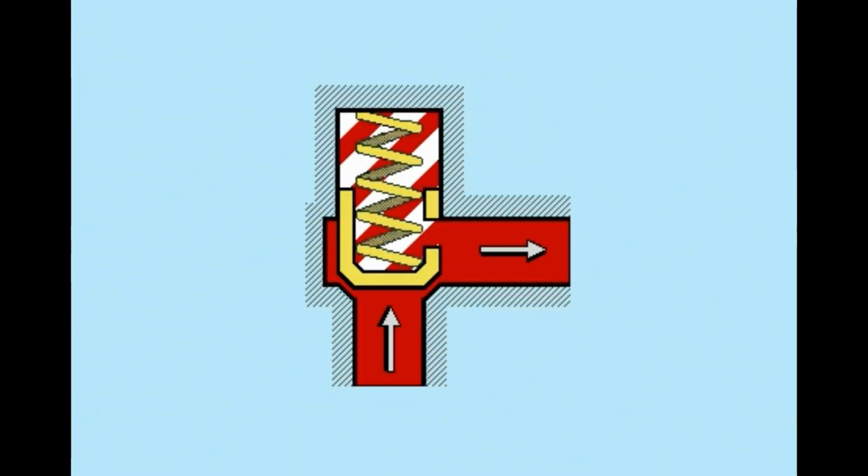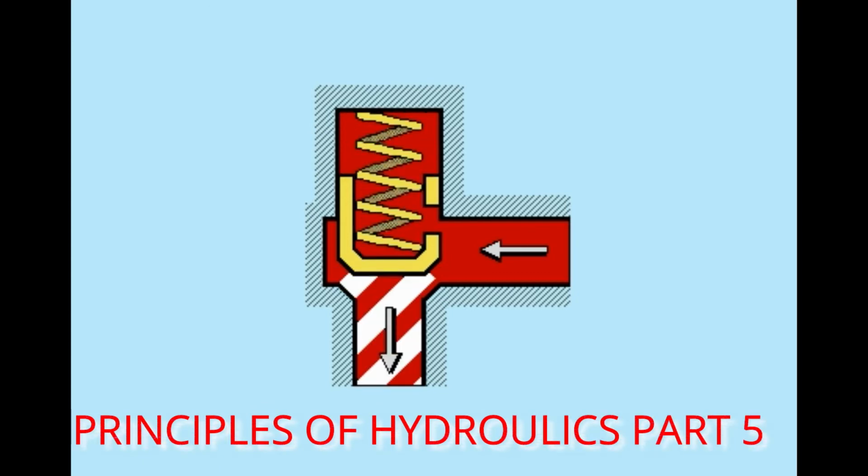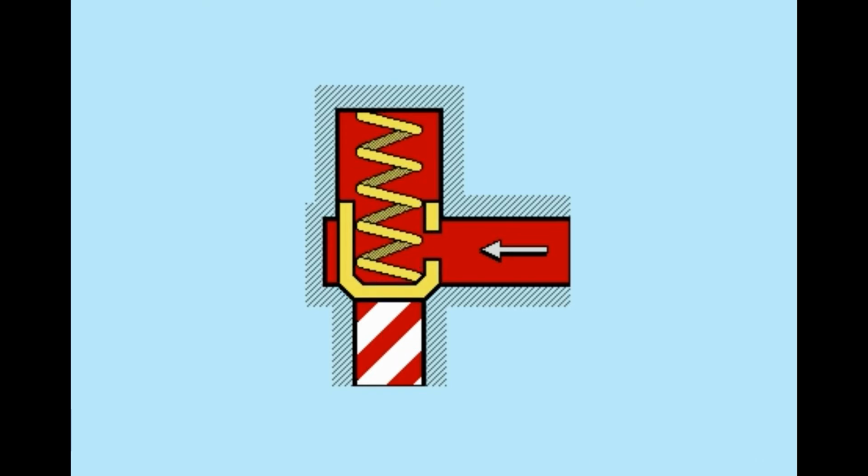Pressure on the upstream side of the valve is sufficient to overcome the force of the spring, pushing the piston away from the seat and allowing flow through the valve. Flow in the opposite direction lets pressure work with the spring, closing the valve and blocking flow.